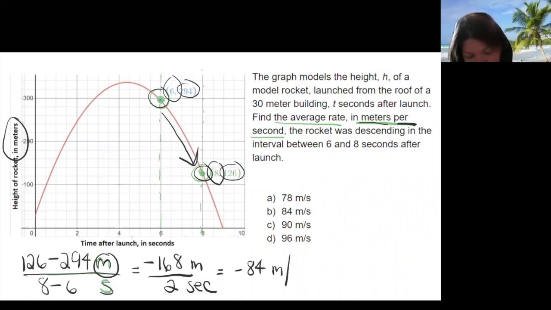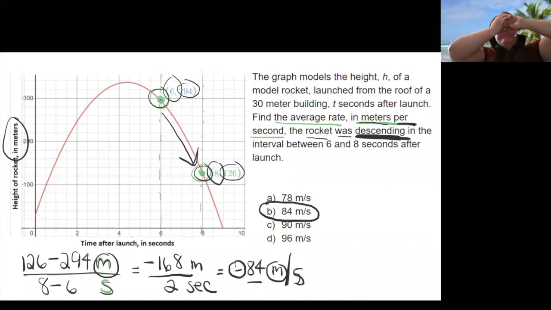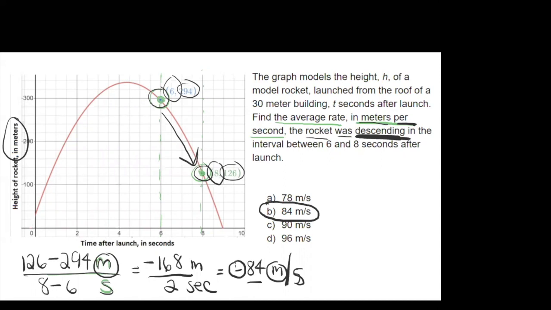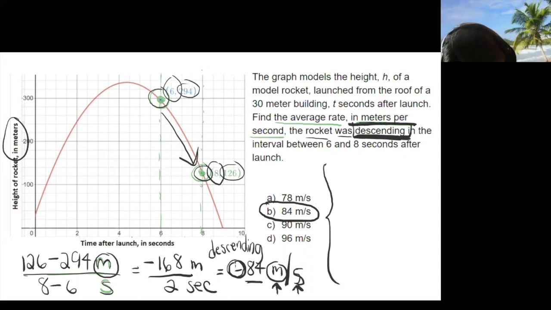Although you might be mad at me, none of my answers say negative, but that's because it says find the average rate the rocket was descending. So the rocket was descending 84 meters per second. So you don't need to put that negative. There are 2 ways to say the same thing. You can say it was going down 84 meters per second, or you can say it was descending 84 meters per second.